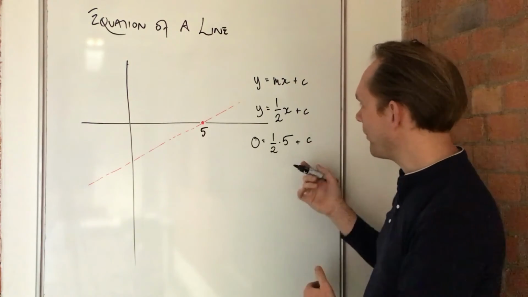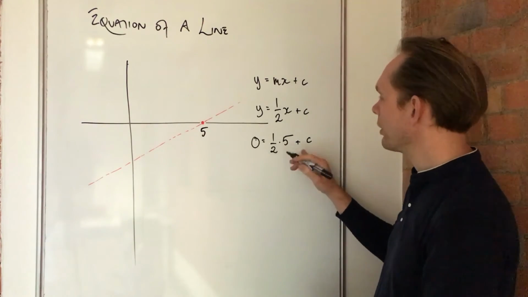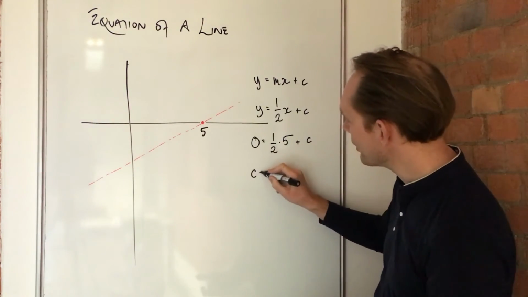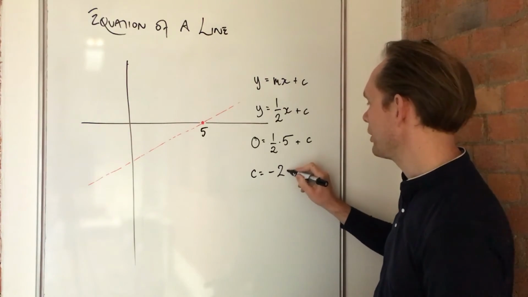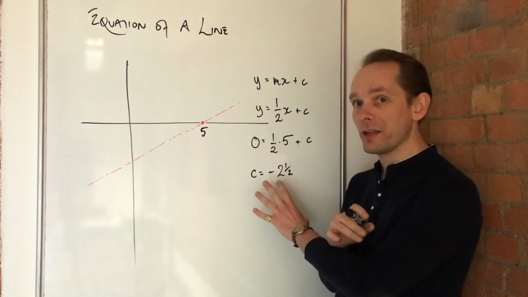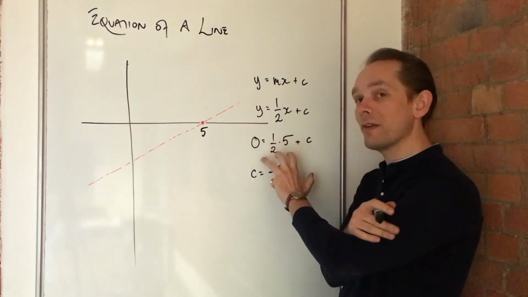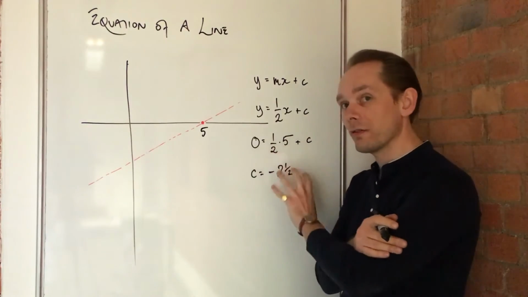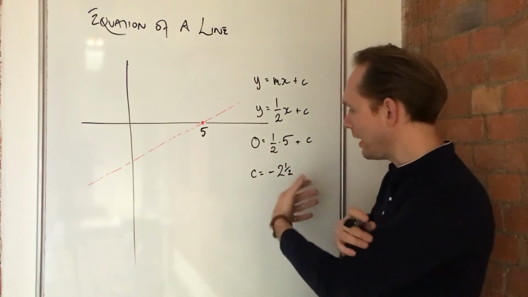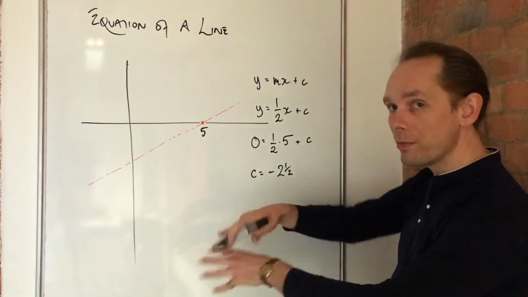Okay, so that means if you rearrange that, 1/2 of 5 is 2.5, 2.5 plus c is 0, so c becomes minus 2.5. Okay, so that's the third step, find c. So we've put in the value of the gradient, step 1, we've put in the value of x and y, step 2, we've solved that to find c, that's step 3, and then the last step is to put all that information back into your general equation for all points on the line now.